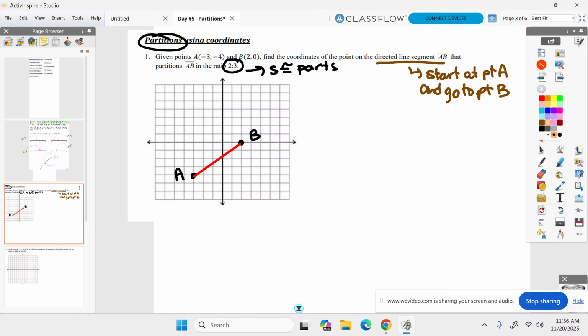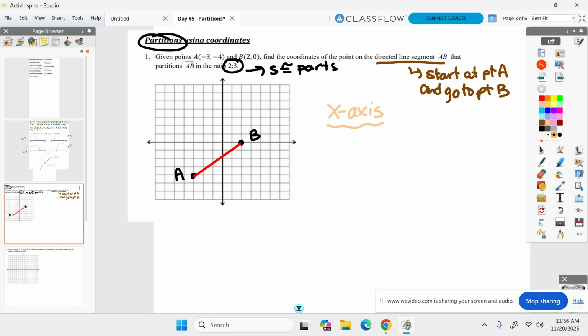And on a graph, you have an X and a Y axis. So I need to break the X axis up into 5 parts and the Y axis up into 5 parts. So we're going to do this procedure twice. The first one we're going to do is for the X axis. We're going to break it up into 5 congruent parts.